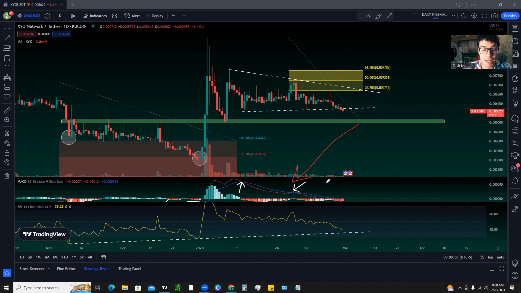We can take a look at the MACD as well as our RSI for a couple signals and a couple clues as to what the price action is doing and really help better understand the price action. So we're going to break all of that down in this video today.